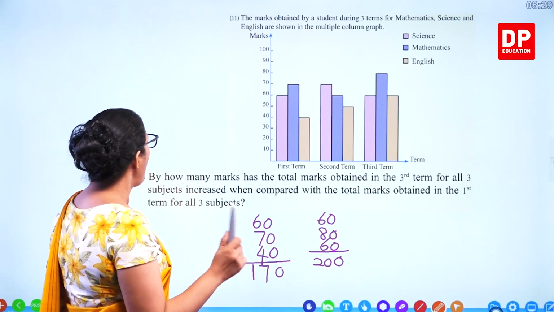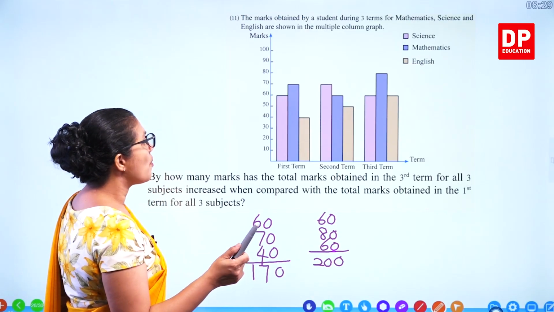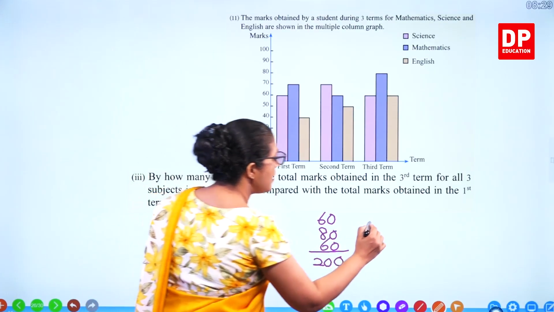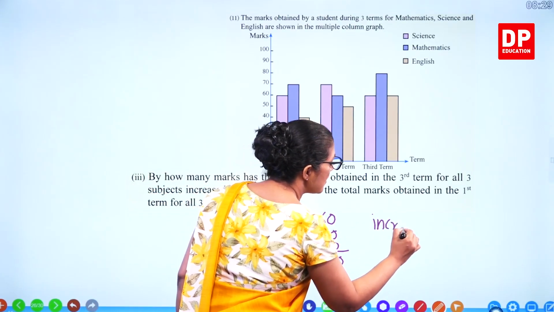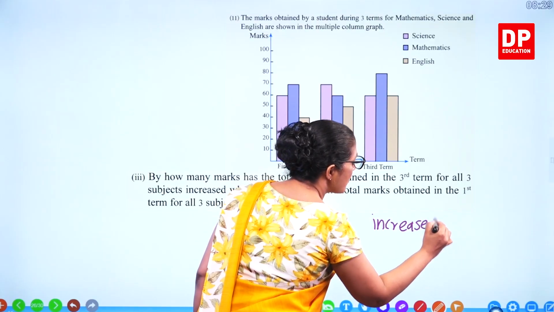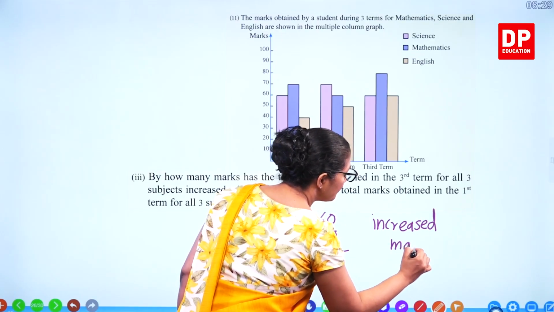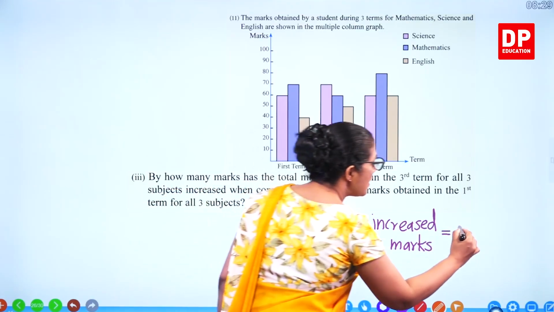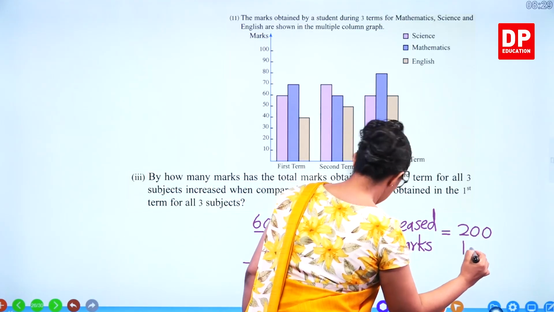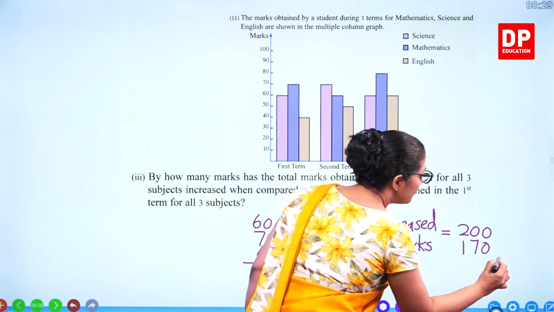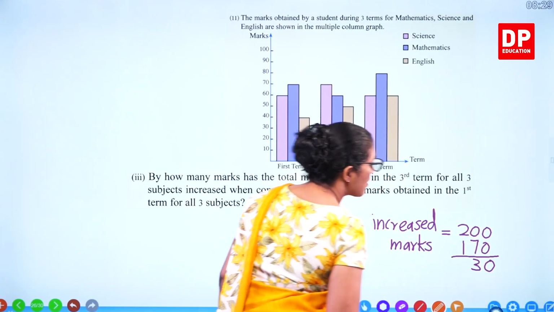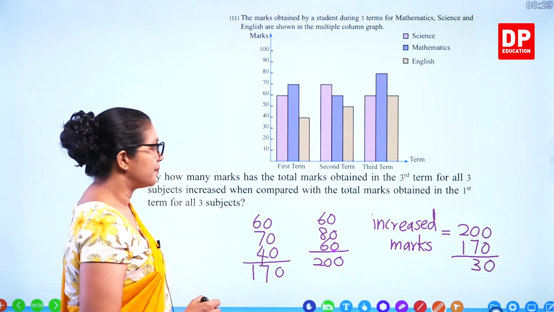Now, by how many marks has the total marks obtained in the 3rd term increased? So the increased marks, you can take the difference. Increased marks is 200 minus 170. You get 30 marks increased.